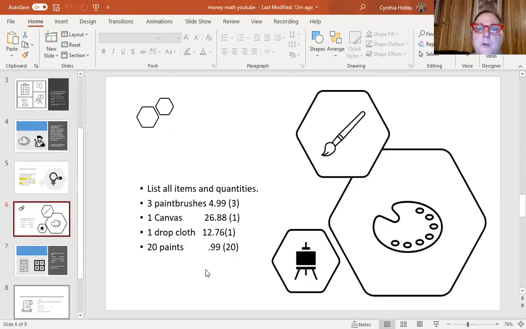So list all the items and quantity. They're going to give you a little whiteboard or a piece of paper or however to write your notes. Right, 3 paintbrushes, $4.99, and in the parentheses, put the quantity there. 1 canvas, $26.88, 1 drop cloth, $12.76, and 20 paints, which is 99 cents. But you're going to have 20 of those, so you know that you're going to have to do that 20 times.